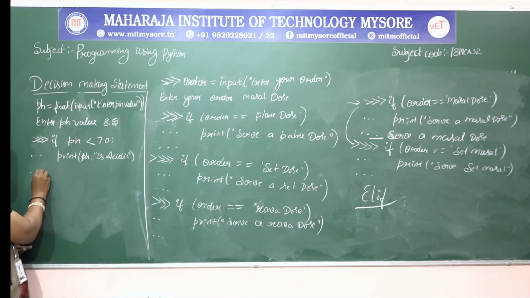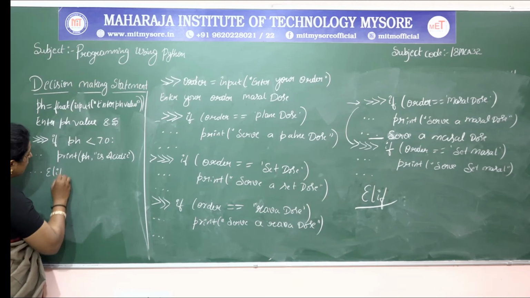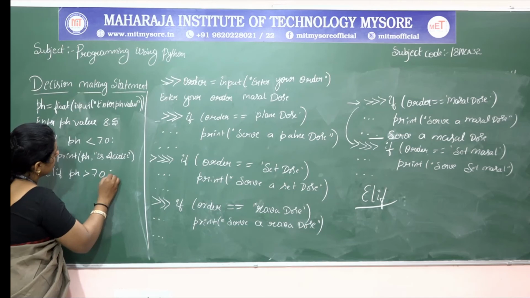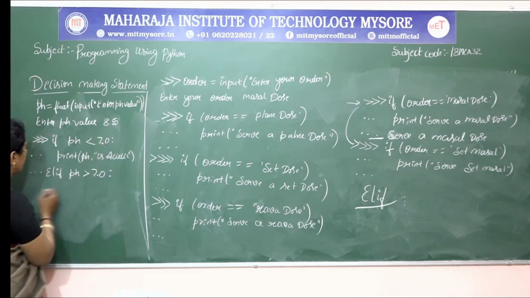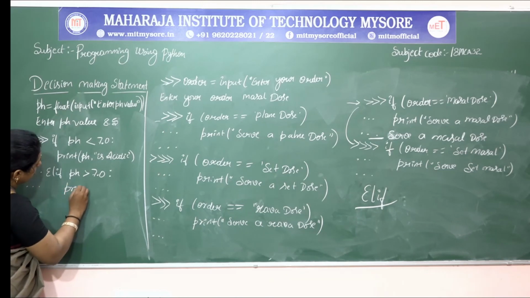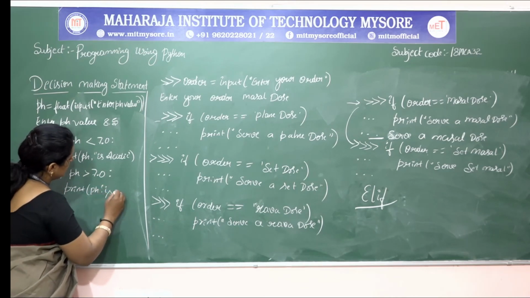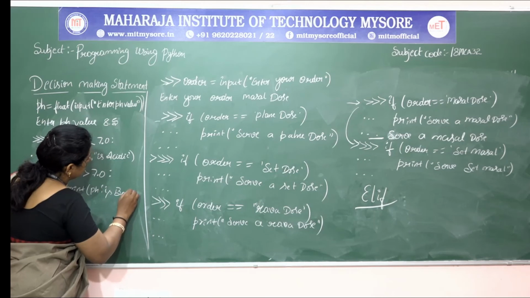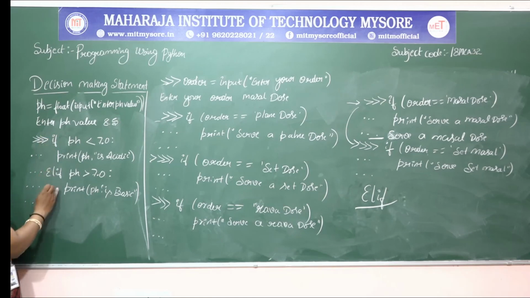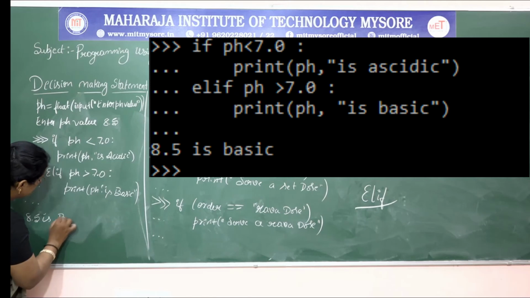Okay, I need to check one more thing, right? If it is greater than 7, so elif pH greater than 7.0, then take a tab, print pH is basic. Okay, so this is the end of this if and else if. Then I will get output as 8.5 is basic.